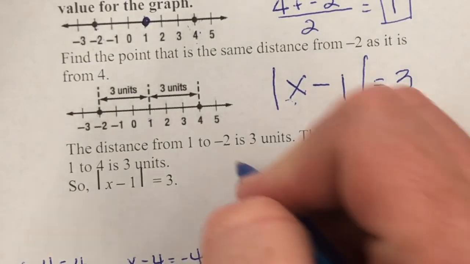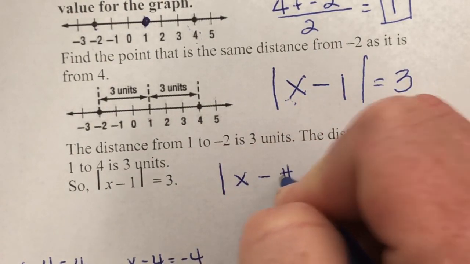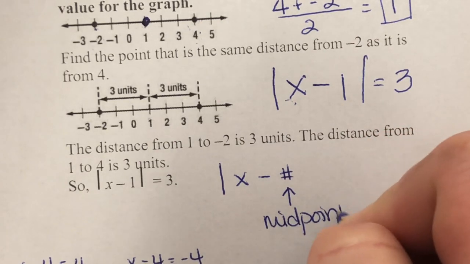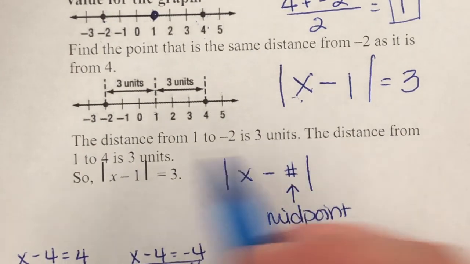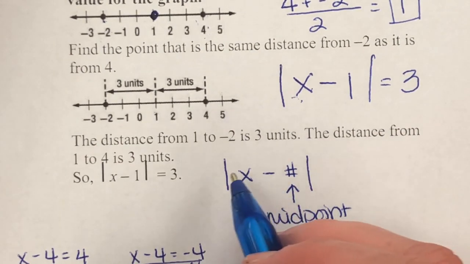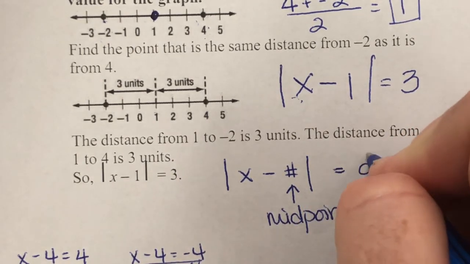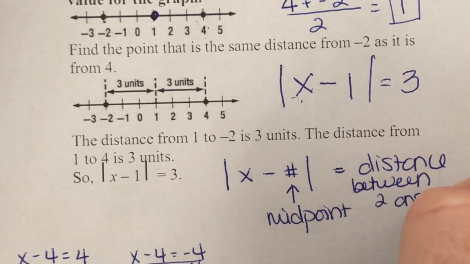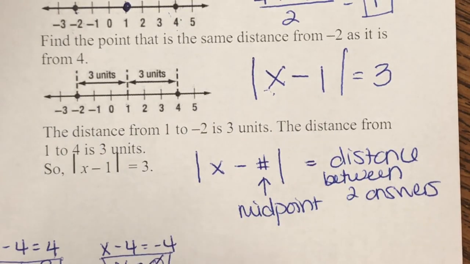So again, here we're going to say this number is the midpoint. That's the midpoint of our two answers that it will give us for any problem when we solve it down below. So x minus whatever the midpoint is equals the distance between two answers. Okay, so this is how we're going to set it up when we're looking at a graph.